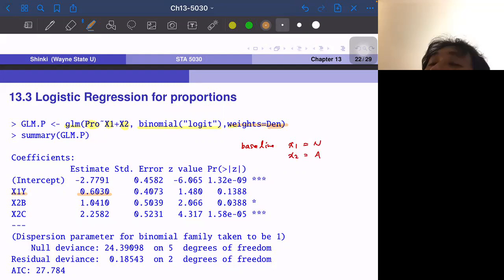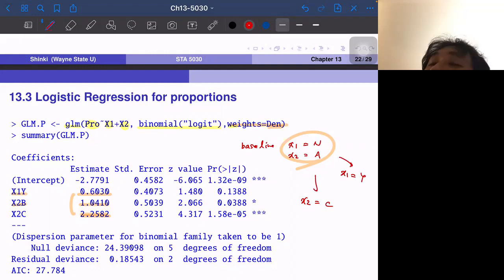And x2 also. Actually the x2 impact is larger. If x2 is equal to c, then the success probability is higher, and the coefficient is 2.25. So the impact is more than 3 times higher than x1 equal to y. In this case x1 equal to n and x2 equal to a is the baseline. If x2 becomes c, then it has much higher success probability. If x1 is equal to y, slightly higher probability.